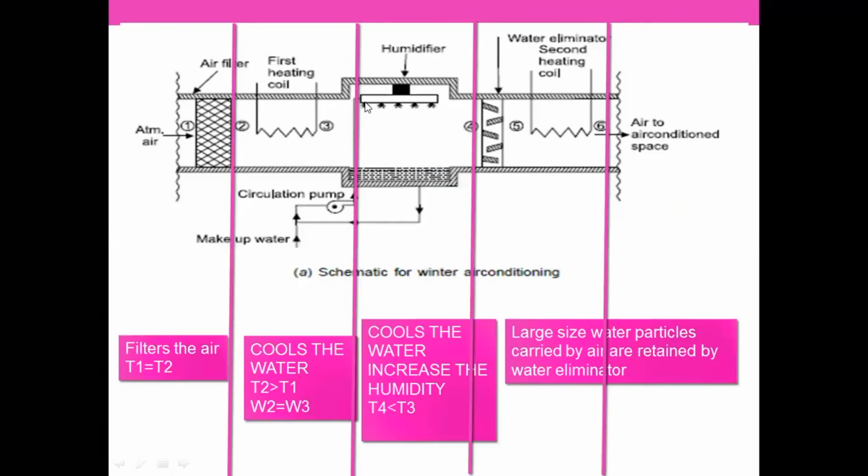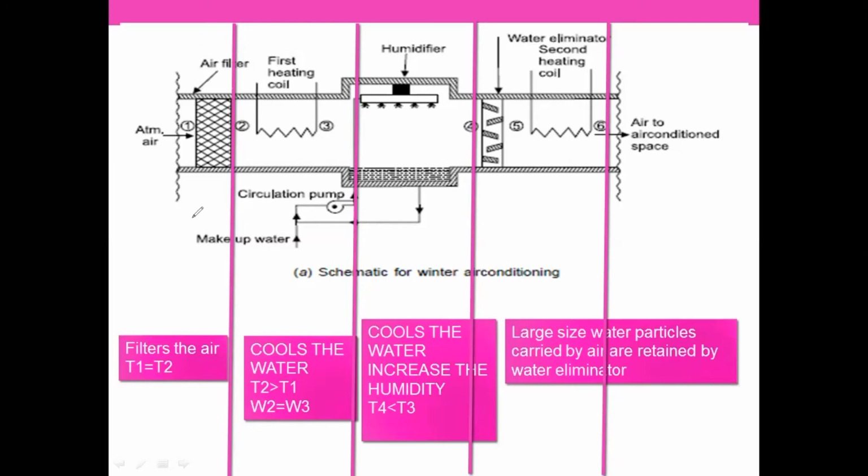So this is the structure of the winter air conditioning system. Same as the summer air conditioning system, we have an air filter. Instead of the cooling coil, we have the heating coil. Not a single heating coil, we have two heating coils. The first one is the first heating coil, the next one is the second heating coil. Then, like the summer system, we have the humidifier, and then once again the water eliminator, and then once again we will have the heating system. So let's get deeper into it.